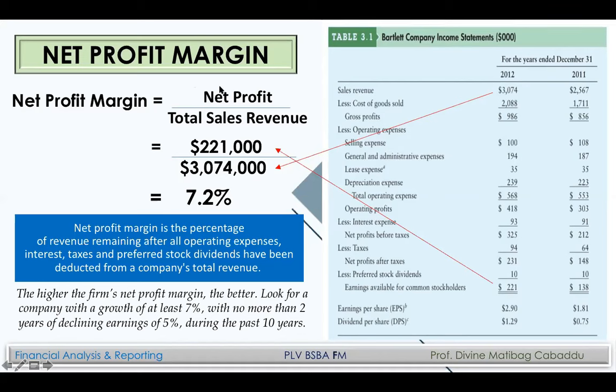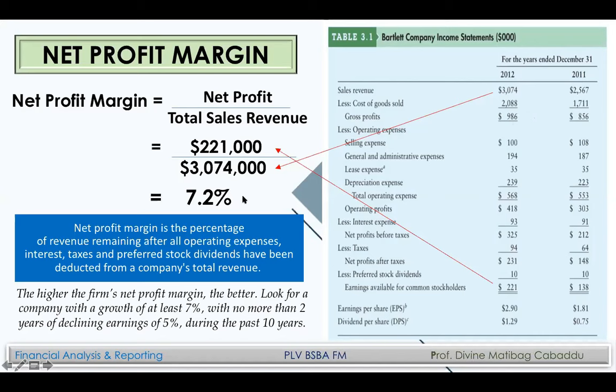Now, net profit margin is equal to net profit over total sales revenue. So 221,000 is the net income after you have deducted all the cost of goods sold, operating expenses, interest expenses, and taxes, and even preferred shares dividends. Okay, so 221,000 divided by the sales revenue of 3,074,000. So we now get 7.2%. So for every 100 peso sales, pag binawas mo na lahat ng deductions like puhunan, OPEX, interest expenses, income taxes, preferred dividends, may matitira sa yo na 7 pesos and 20 centavos. Alright? Or 7.2%. So the higher the net profit margin is, the better.